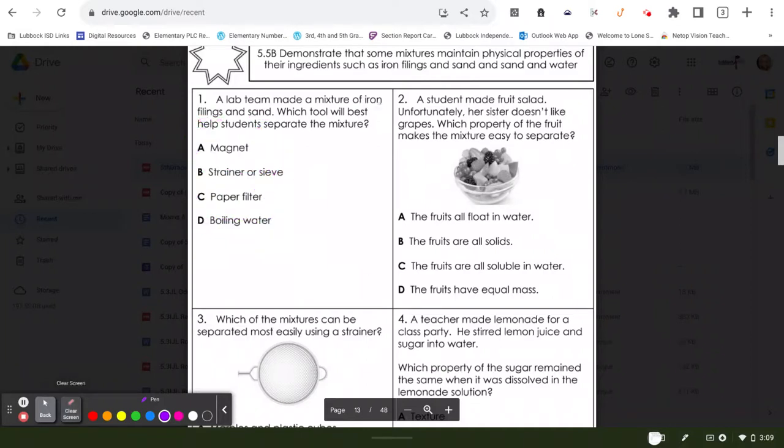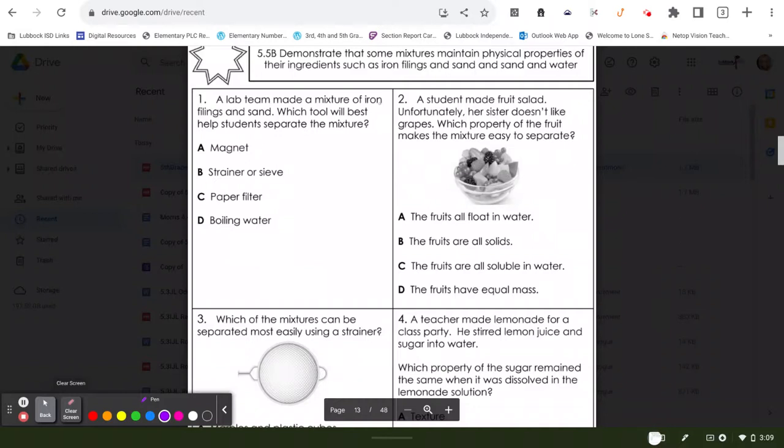Okay, number 2, a student made fruit salad. Unfortunately, his sister doesn't like grapes. Which property of the fruit makes the mixture easy to separate? A, the fruit all float in water. B, the fruits are all solids. C, the fruits are all soluble in water. And D, the fruits all have equal mass.